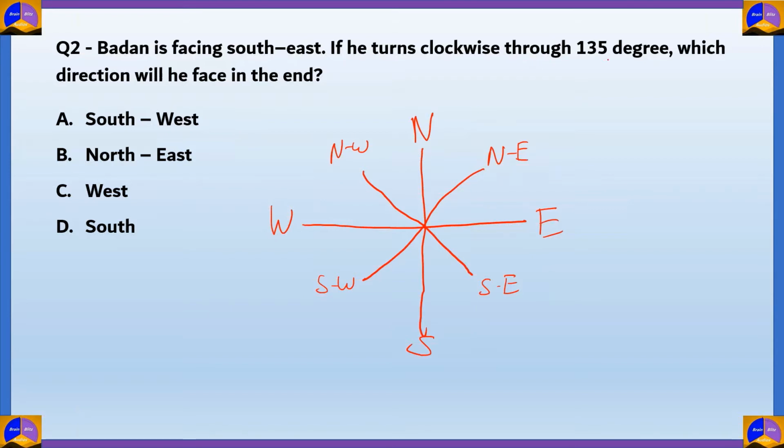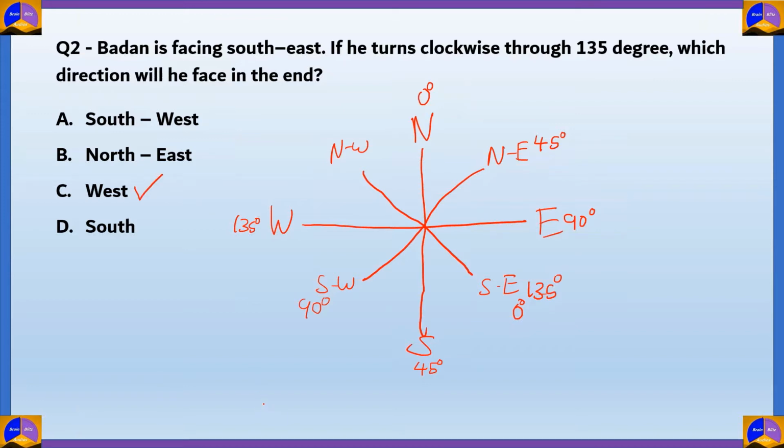So, through 135 degrees means, let's draw a normal diagram. Here it will be 0 degree, then to the next cardinal direction it will be 45 degree, then to the next main direction it will be 90 degree, then to the next cardinal direction it will be 135 degree. So first he starts from southeast. So this will be 0 degree and south will become 45 degree and southwest will become 90 degree and at last west becomes 135 degrees. So if Baden turns clockwise through 135 degrees, he will end up in the west direction, which means that option C is the right answer.